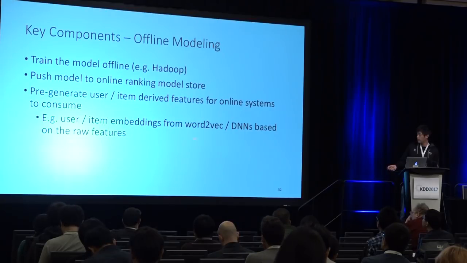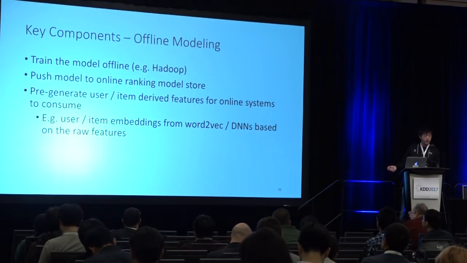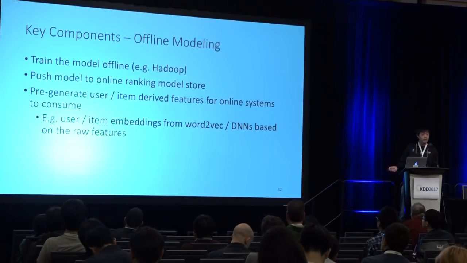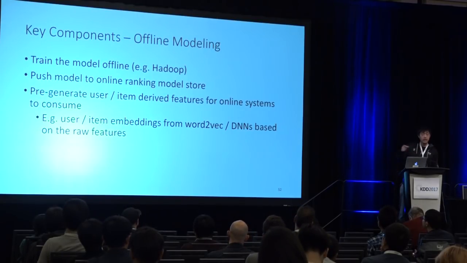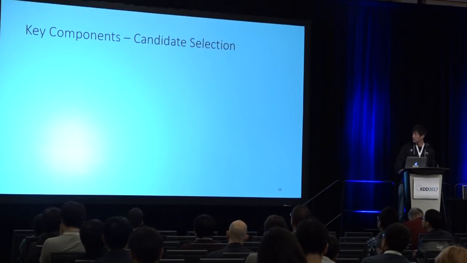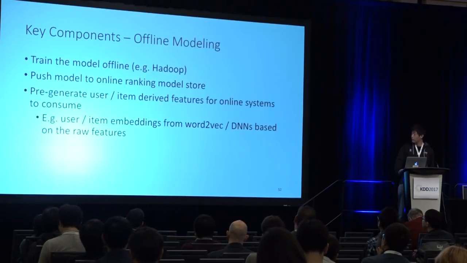You can generate embeddings from Word2Vec or deep neural networks. After you have those embeddings, you have a vector attached to a member or user ID and/or item ID, and you can push that to the search index or the user feature store. Okay.